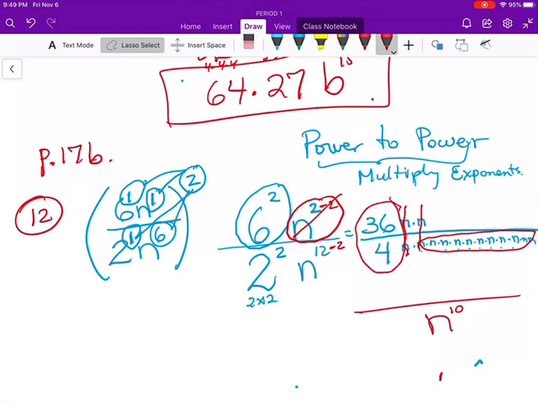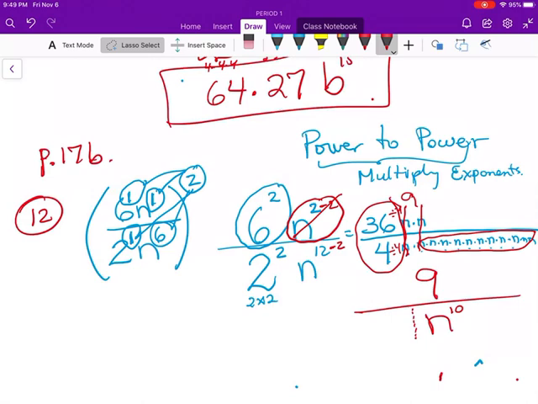36 divided by 4 is 9. Why do I put 9 on the top? Because it's a regular division. 36 divided by 4. You could divide this by 4 and you get 9. Divide this by 4 and you get invisible 1. You don't need to write the 1.